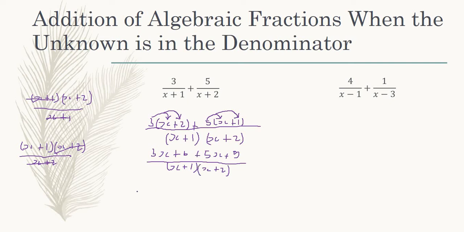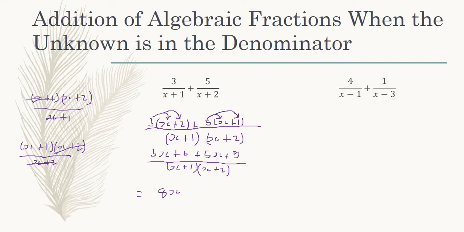Now from here, we only have one step to go. At this stage, you're going to group the like terms and simplify. So note we have an x term here, which is 3x, and we have an x term here, which is 5x. So we can combine them together to give us one term. So 3x plus 5x, that is going to give us 8x.